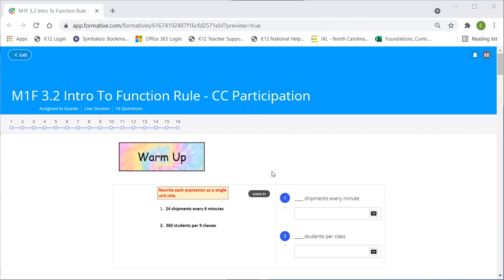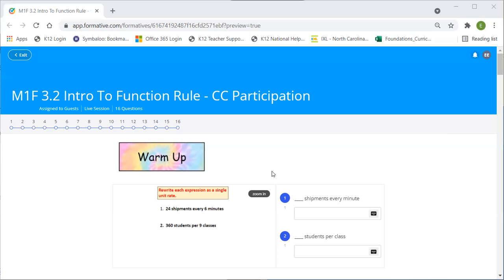Okay, so the warm-up today says rewrite each expression as a unit rate. So unit means one. The first one is 24 shipments every 6 minutes. So how many shipments are you going to have in 1 minute? And number two is 360 students per 9 classes. So how many students are in one class? Go ahead, pause for a second and try to figure that out yourself.